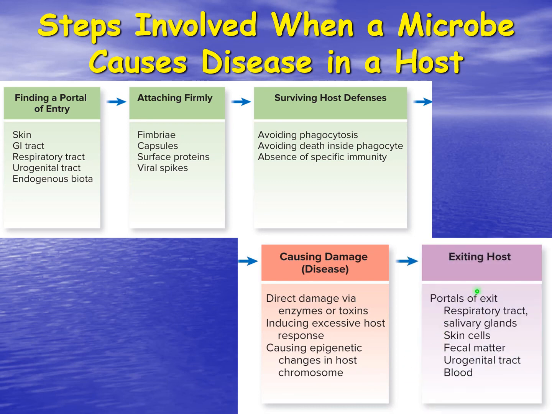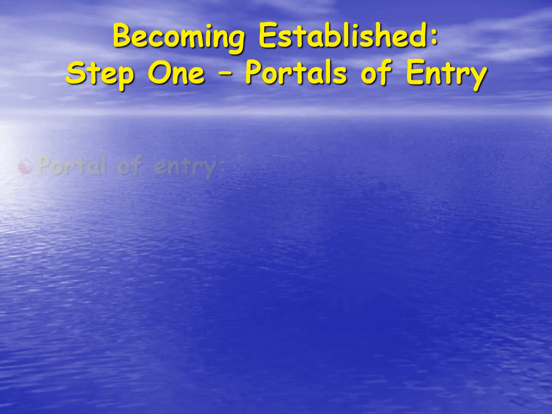Now, eventually, usually most of these organisms will need to exit the host in order to infect another susceptible host. And portals of exit actually are usually some of the same ways that they get in. And so, again, respiratory tract, salivary glands, even sloughed off skin cells, feces, urine, blood, all of these will be exit points. So we'll look at each one of these in a little detail.